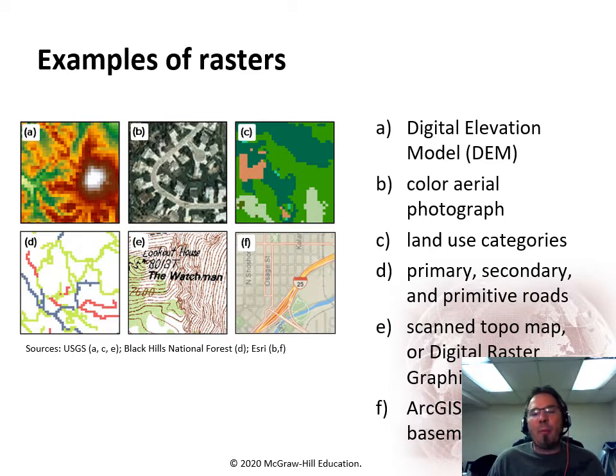A scanned topo map, or a DRG, excuse me. Think of these as USGS topo maps laid down in the background. There's not really much you can do with them other than it's basically a pretty picture in the background. And then finally, ArcGIS Online base maps, which are super easy to use. However, just like the DRGs, you can't do much with them other than it gives you that base map, a sense of place wherever you are.